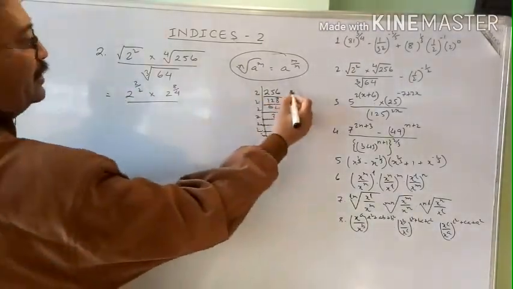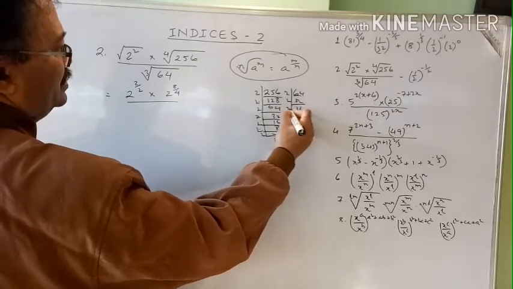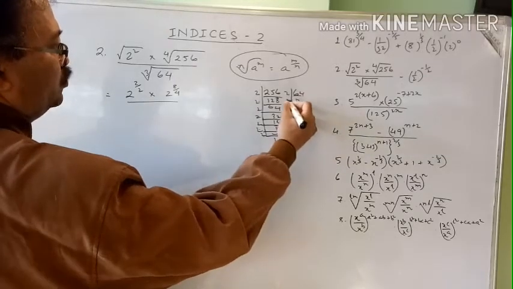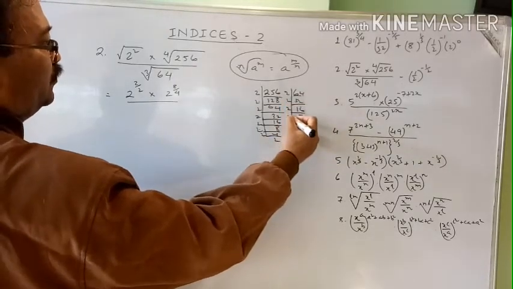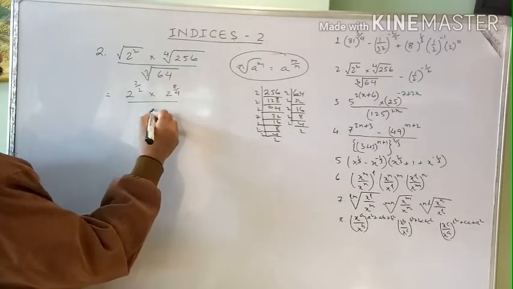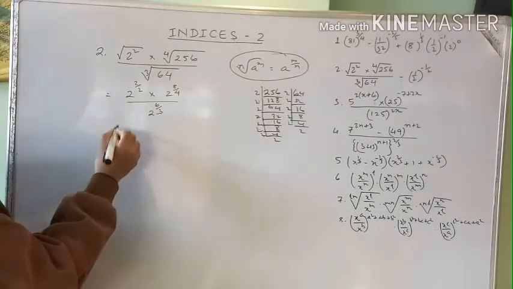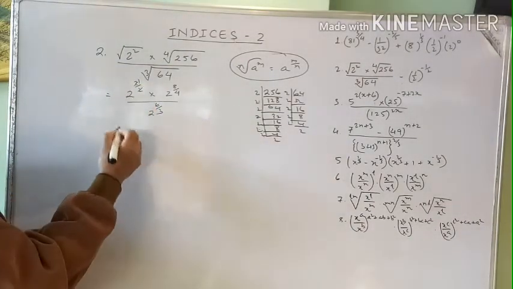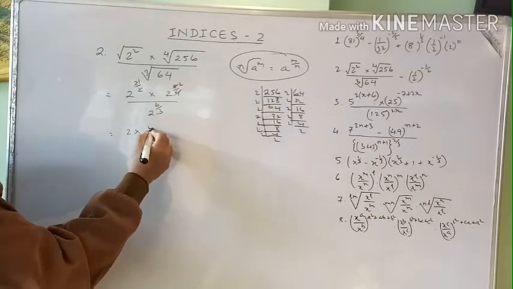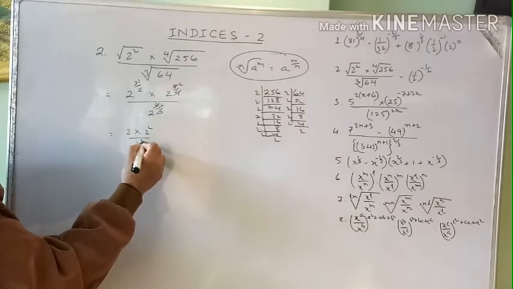Divide by 64, again factorize. 2 will go 32 times, 16 times, 8 times, 4 times, and 2 will go 2 times. So 1, 2, 3, 4, 5, 6. So you get to the power 6 by 3. Now you can simplify. 2 will cancel 1, so it is 2. Here 2 will go 2 times, so it is 2 square. And here this will cancel 2 times, 2 square.